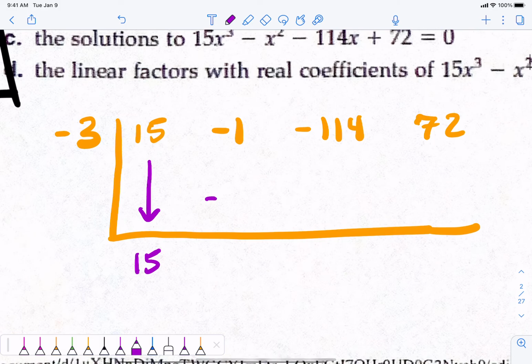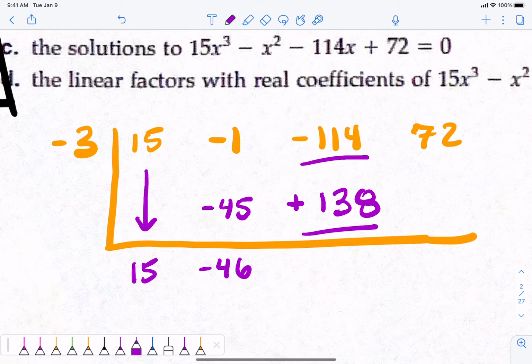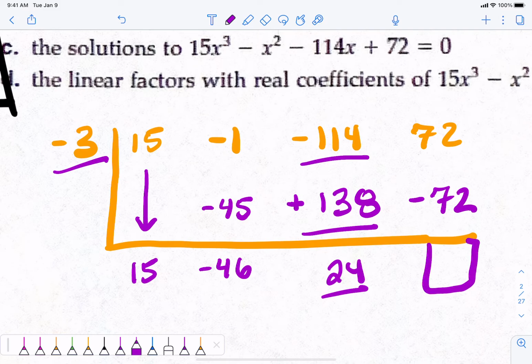Multiply gives me -45. Then I add them, that's -46. And if I multiply, what's -3 times -46? That would be positive 138. Perfect. Next, if I add -114 and positive 138, that is 24. Now -3 times 24 is -72, which means my remainder is 0.